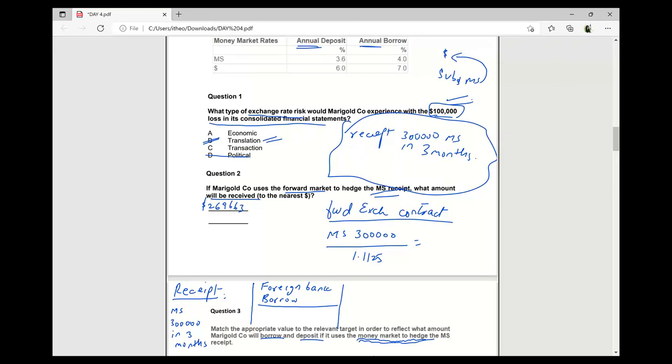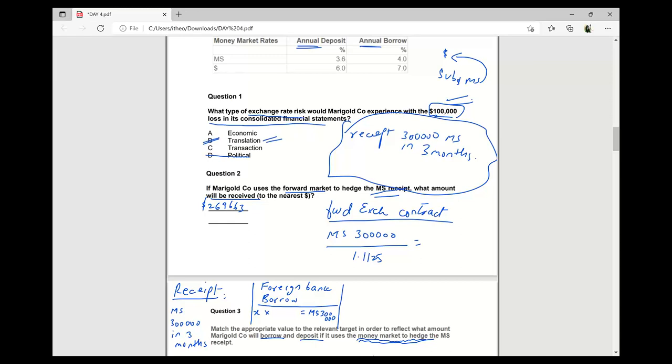Whatever you are receiving, don't borrow that. You're receiving 300,000 shillings, right? Don't borrow that. Borrow some less amount, X, so that when interest of 3 months is charged, it becomes exactly equal to shillings 300,000. Borrowing 300,000 would create interest and your liability would increase.